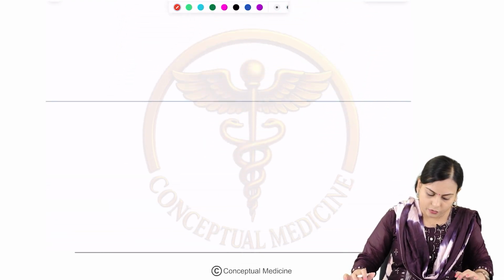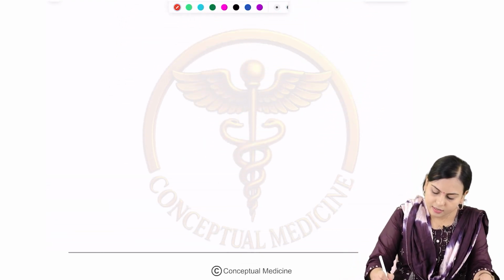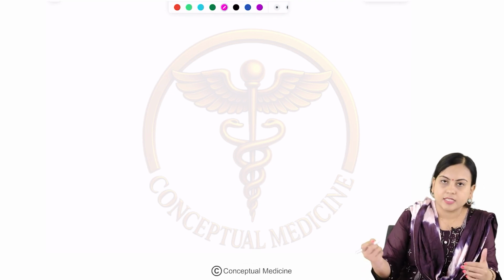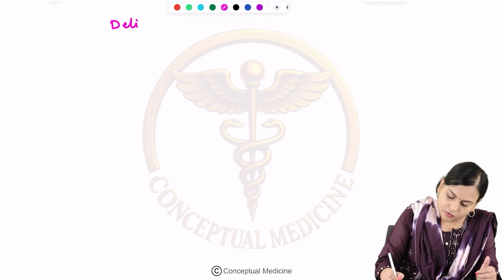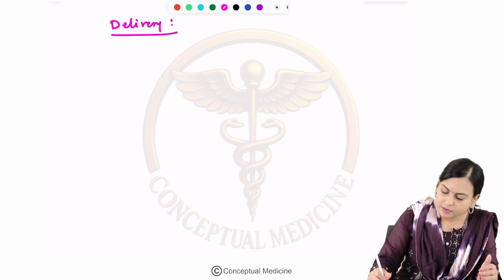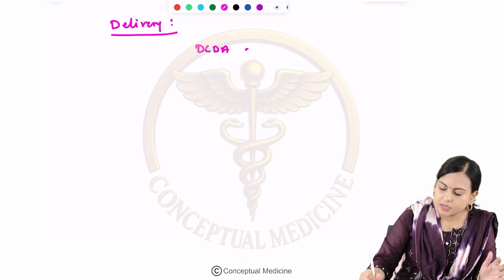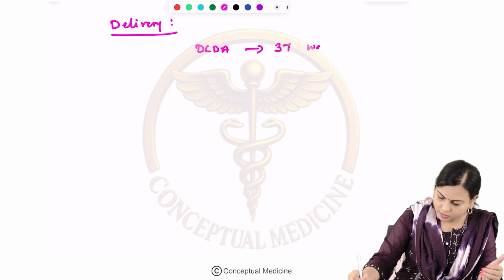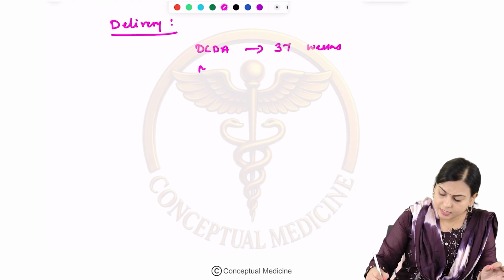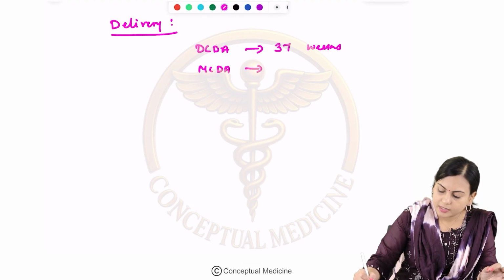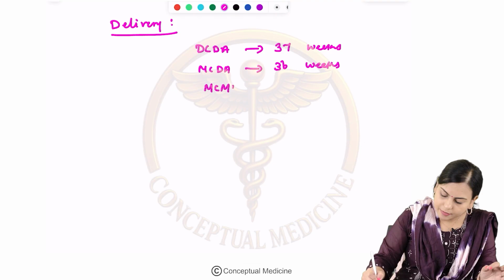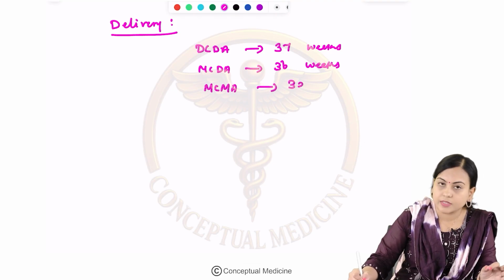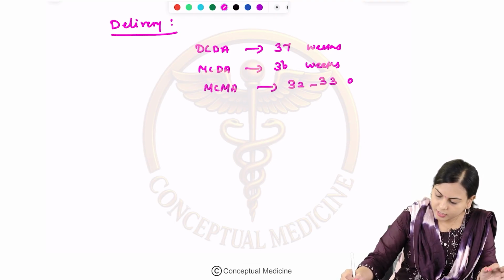So, this is more than enough. Now, we will see how we are going to plan delivery. When planning delivery for DCDA twins, you have to plan delivery around 37 weeks. If it is an MCDA twin, you have to plan delivery around 36 weeks, and for MCMA twins, you have to plan delivery between 32 to 33 weeks. Clear?